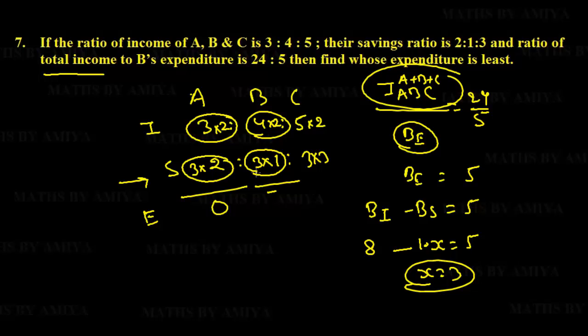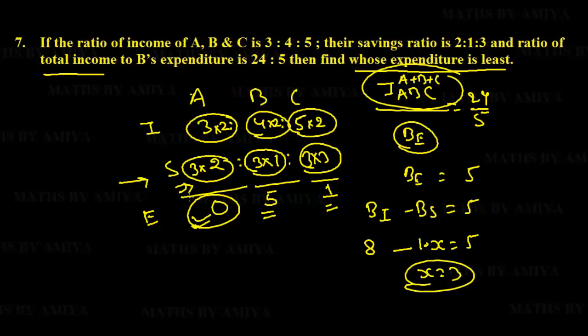Income is 8, savings is 3, means expenditure is 5. Income is 10, savings is 9, means expenditure is 1. Whose expenditure is the least? The least is 0, which is 0%. We cannot say 1 or 5 is the least. Whenever they ask whose income is least or whose expenditure is maximum, they are looking for the percentage value. I hope this one is clear to you.